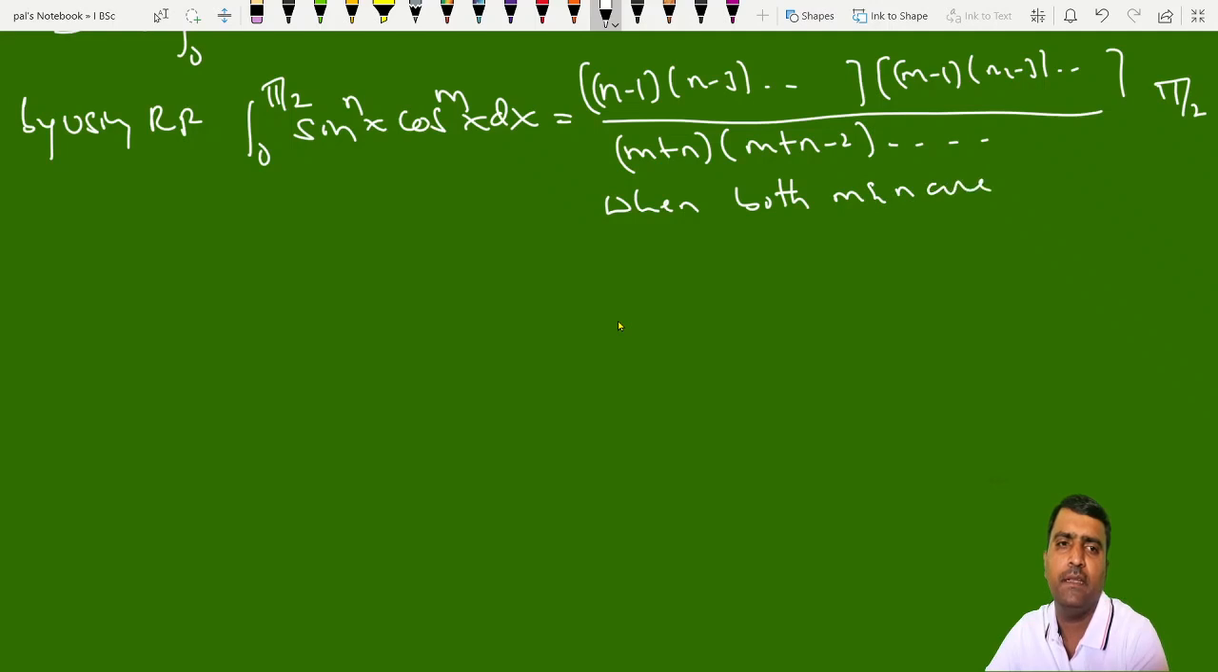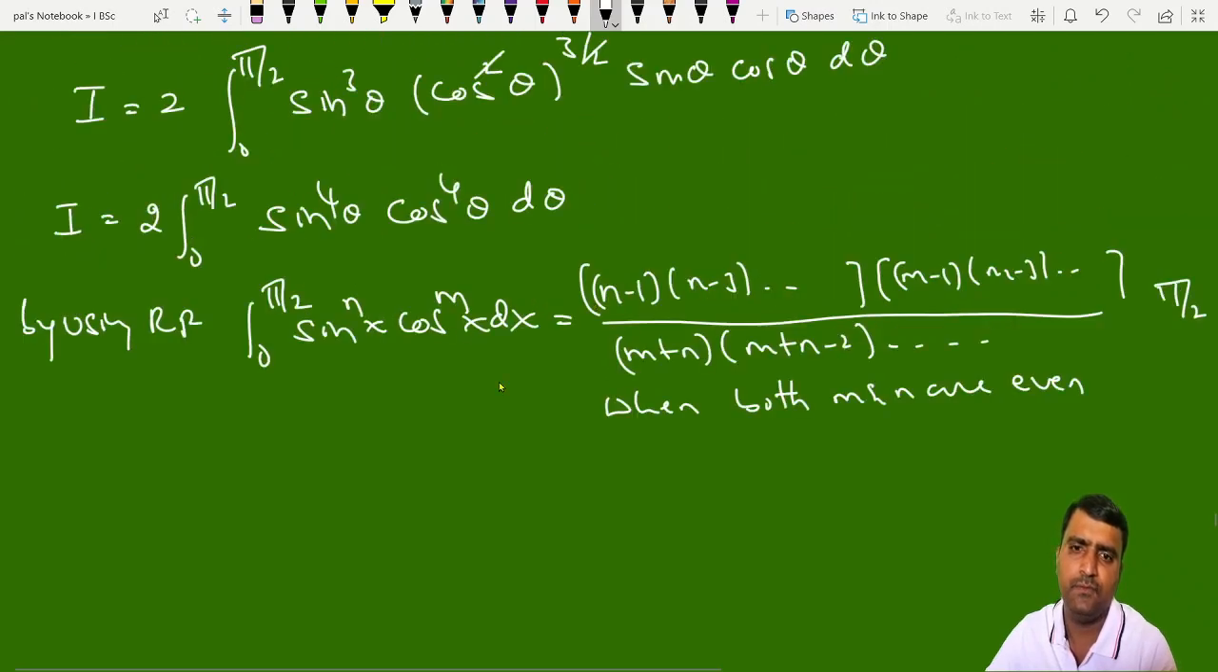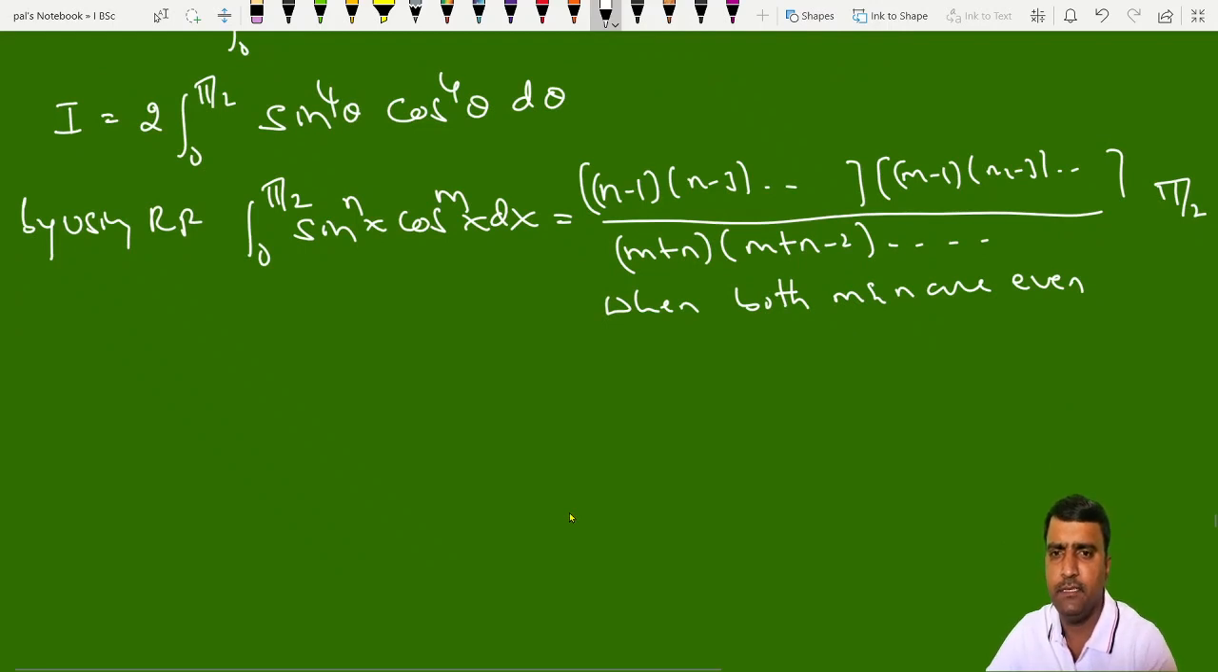Both m and n are even. Yes, here both m and n are even. You see both have the value 4 and 4. So you can take pi by 2 here.